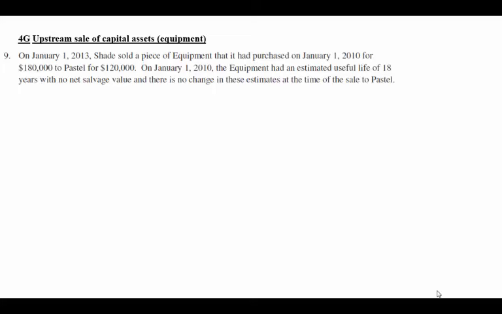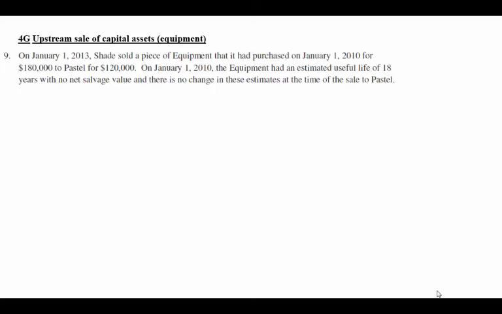So we have an upstream sale of a capital asset, in this case equipment. It was on January 1st, 2013. We're now at the end of 2016, so we are 4 years later. We have 3 prior years to deal with, 2013, 2014, 2015, and we have the current year, 2016, to deal with. The equipment was also sold at a loss. It was originally purchased for $180, sold for $120. The loss we have to actually calculate because there's been some amortization during that time between when it was purchased and when it was sold. So a few tricky things going on.